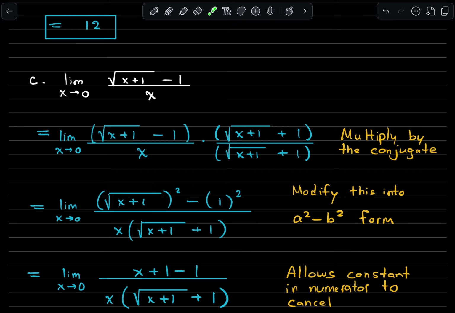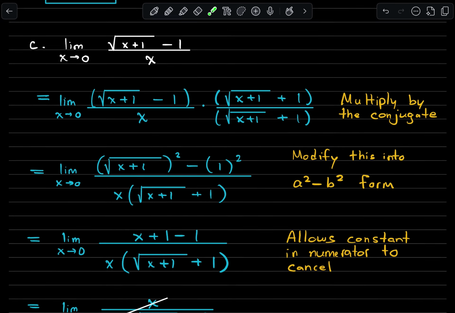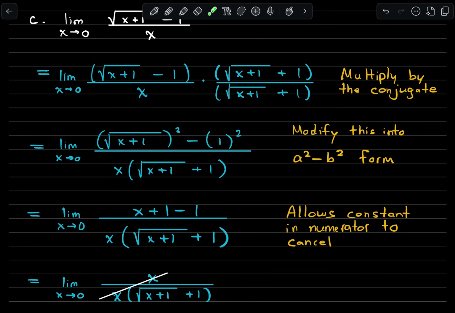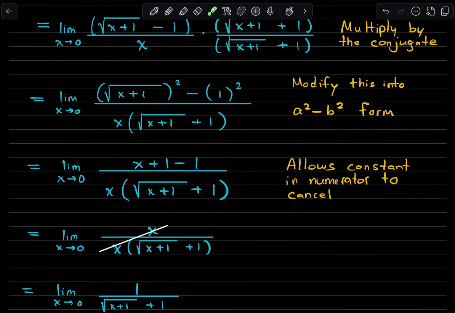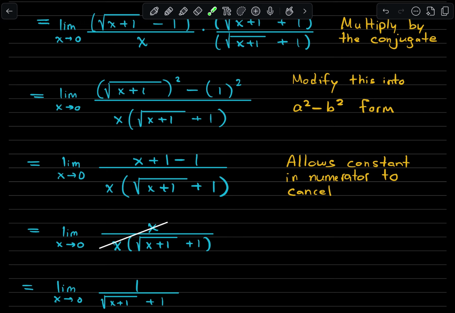Okay, so we're going to see that the top is going to become x plus 1 minus 1. And the bottom is x times the conjugate that we had multiplied by, the square root of x plus 1 plus 1. This is really good because our constants are going to cancel out in the numerator. We're left with just an x term. That x is going to cancel out with that x that we originally had in the denominator. So now we're just left with 1 over the square root of x plus 1 plus 1.